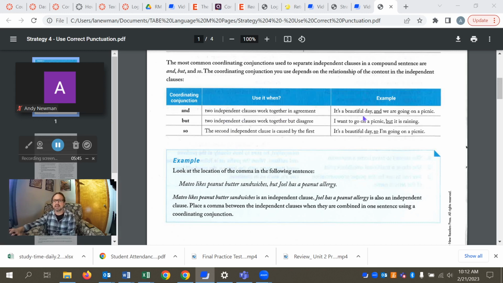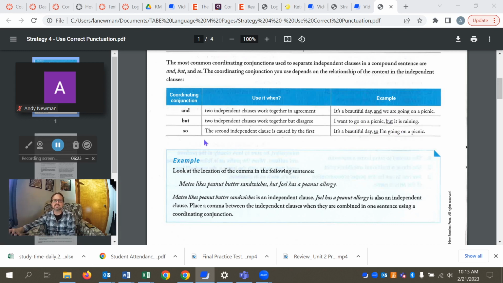It's a beautiful day, and we're going on a picnic. Those things are sort of dependent upon each other or in agreement with one another. But the coordinated conjunction but shows disagreement. The independent clauses are working together to achieve a meaning, but it is a meaning that's in disagreement or opposition. I want to go on a picnic, but it is raining. So this wanting to go on a picnic and the state of it being raining and preventing going on a picnic sit in disagreement or opposition with one another.